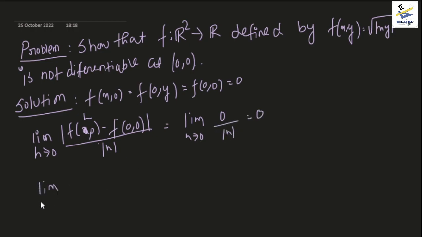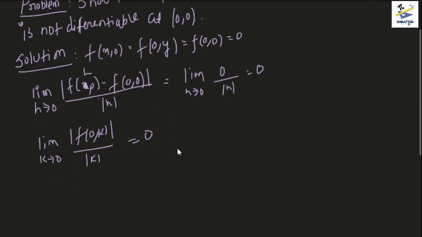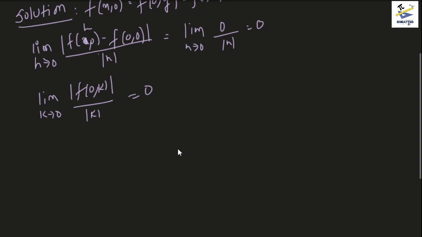Similarly, if we just take the y coordinate, we can still see that this part is again 0. So these two limits turn to 0, and what is disturbing here is that obviously if the derivative were to exist, it has to be 0.